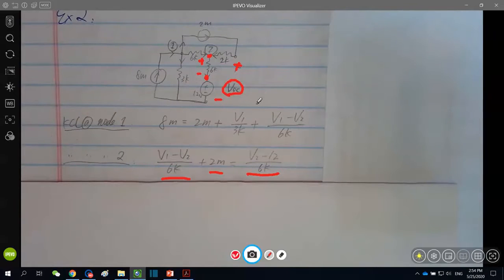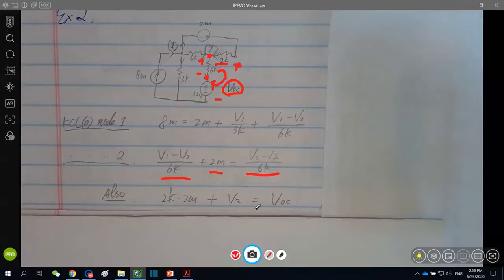So where to write this KVL? We select a loop. You have more than one way to choose the loop, and my choice is this loop, which consists of 2 kilo, VOC, 12 volts, and 6 kilo. Inside of this loop, I'm writing a KVL like this. Let me explain how I come up with this equation. You rotate along the clockwise direction. First, I come across positive, negative VOC. So positive, and then I come across here, which is the negative terminal, and the positive terminal of V2.